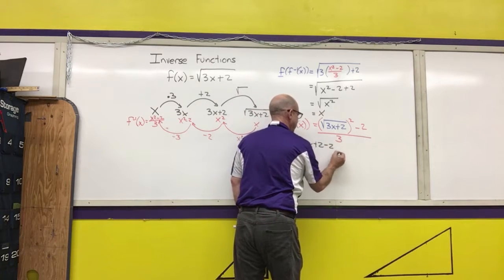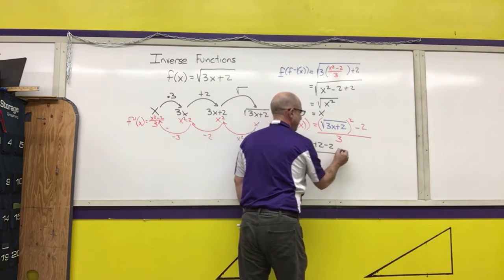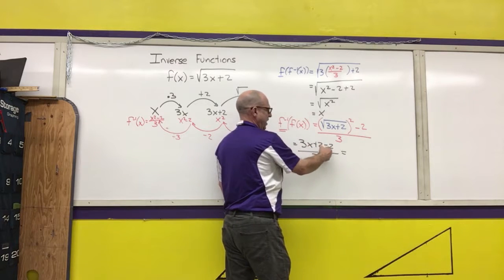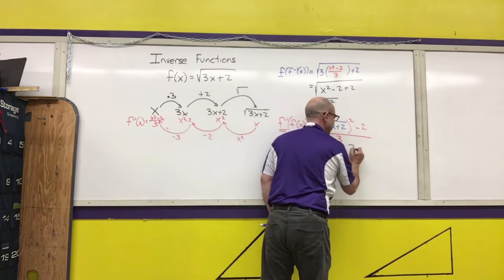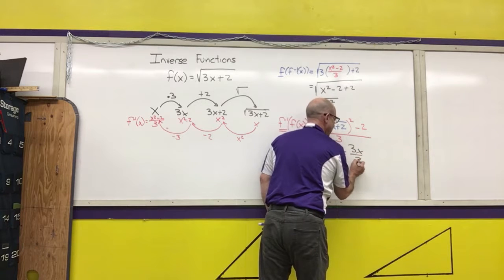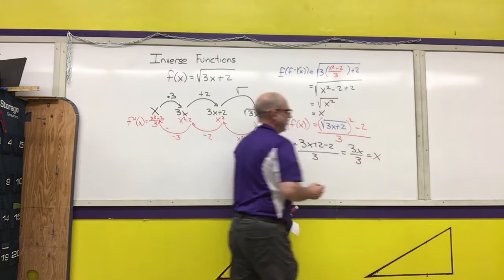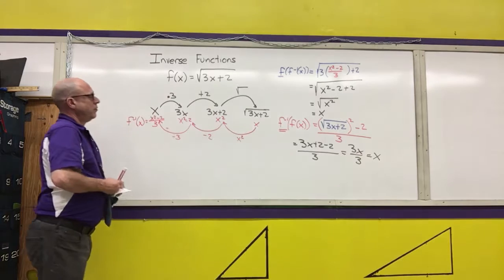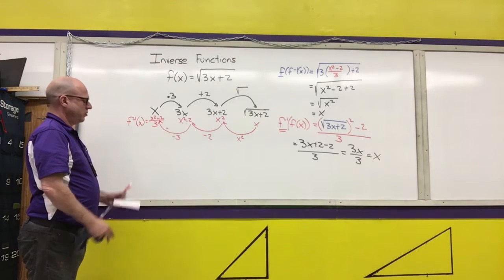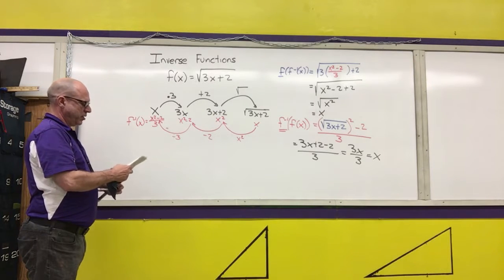minus 2 all over 3. 3x plus 2 minus 2 is 3x over 3 equals x. So I have verified that those two are indeed inverse functions.